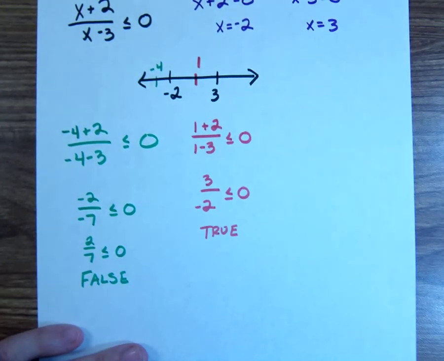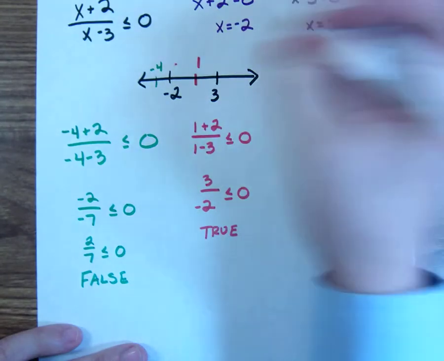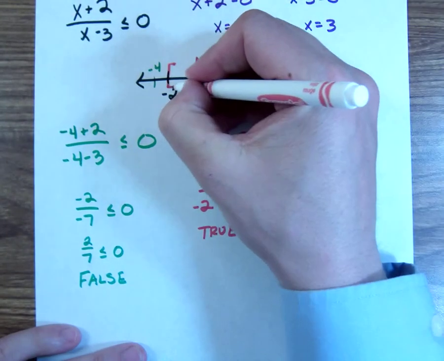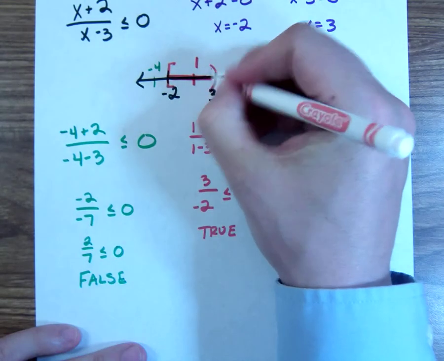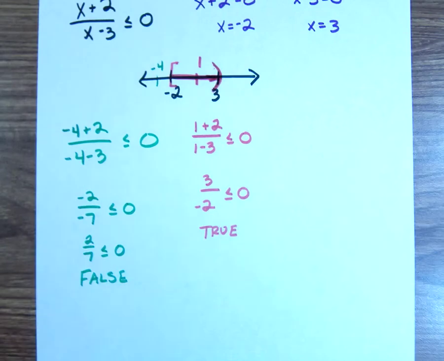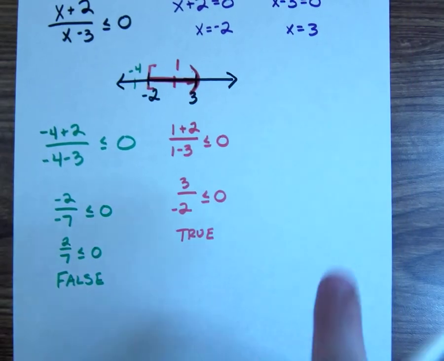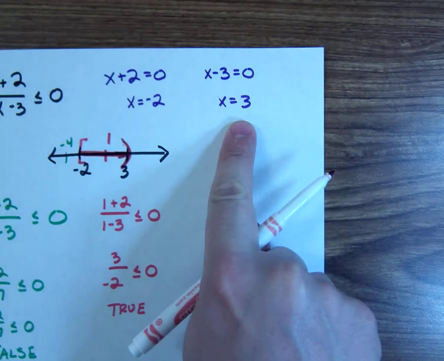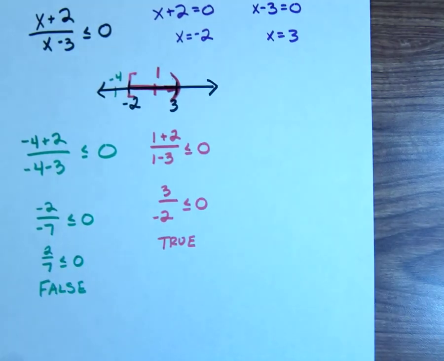So if I was going to mark this on the number line, bracket or parenthesis? Bracket, because it was equal to, on the negative 2. Not a bracket on the 3, parenthesis on the 3. How come? It can't equal 3. We have to put a parenthesis on the 3 because it can't equal that.